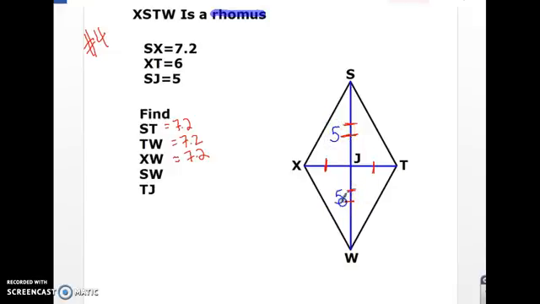JW will also be 5. Therefore, the length of SW is 10, using that segment addition postulate. I had a lot of people in the other classes say that TJ was also going to be 5. This is wrong.